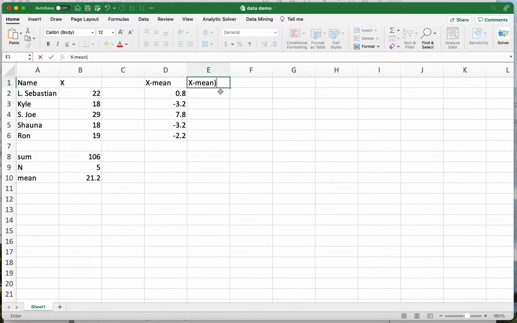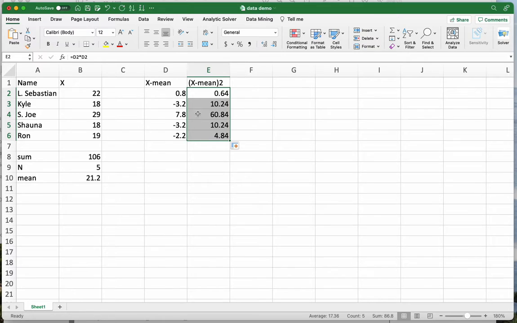Problem, and I'm going to just label this box x minus the mean squared. And I don't know if I can superscript that. So anyways, hopefully you know that means squared. All right. So what am I going to do? I'm going to say, all right, square this thing. And that's just that thing times the thing. So d2 times d2. So 0.8 squared, 0.64. And we'll do that trick where I just grab and copy it. And I've now squared everything.